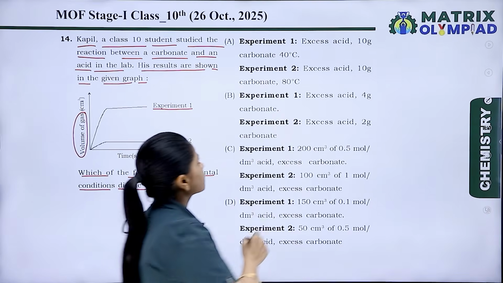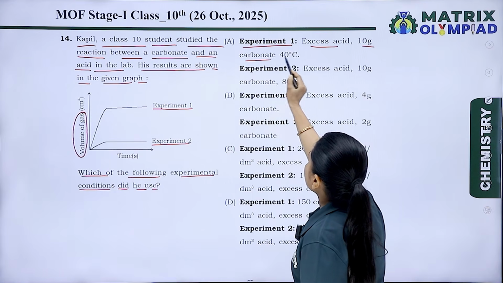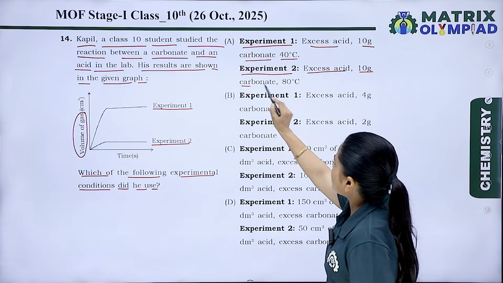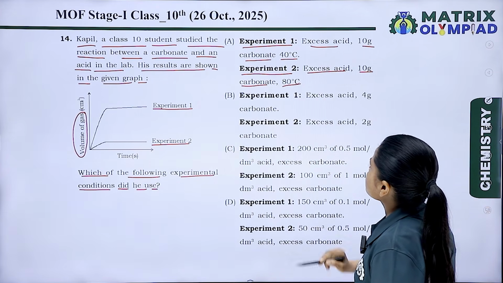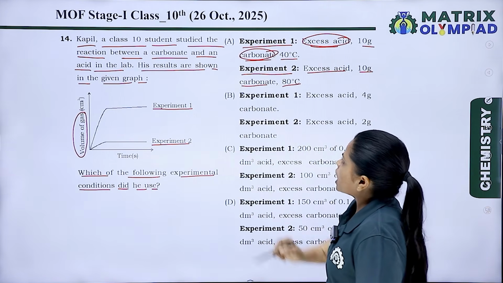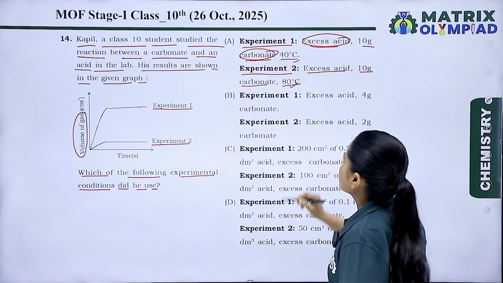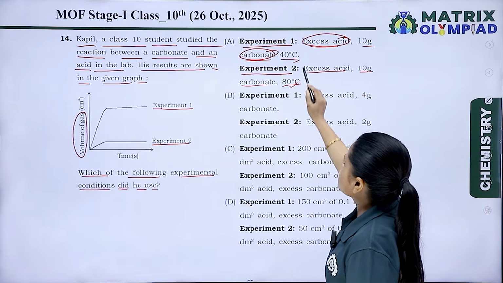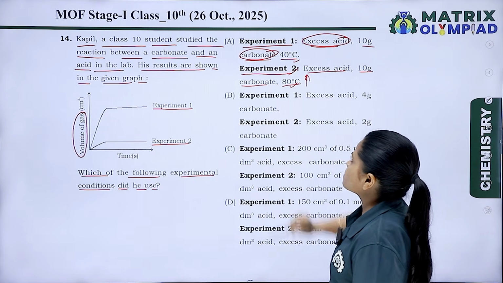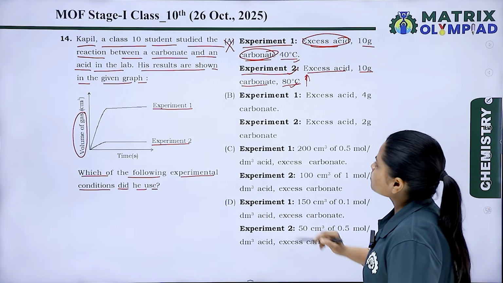Let's discuss the options. Option A, experiment 1, excess acid 10 gram carbonate 40 degrees Celsius. Experiment 2, excess acid 10 gram carbonate 80 degree Celsius. And in these experiments, the amount of acid and carbonate are the same, but temperature differs. So the amount of gas produced will be the same, but the rate of reaction is greater in experiment 2. So this does not match the graph.